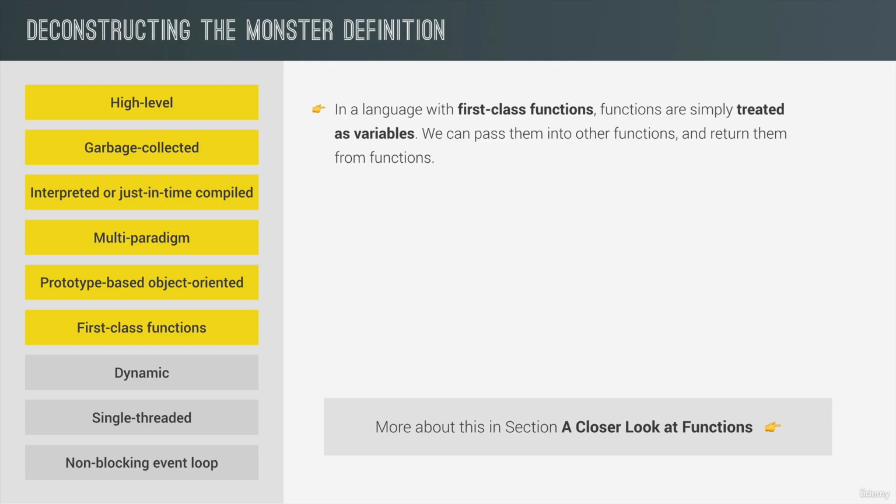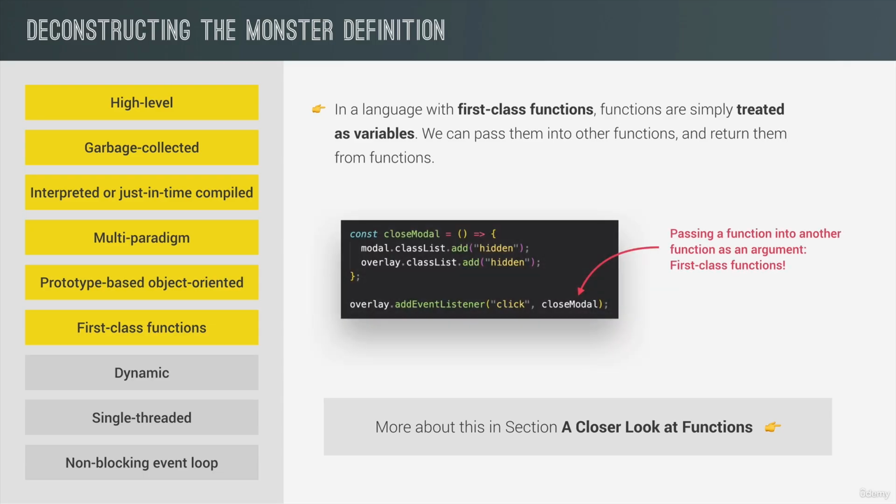And in fact, we have already used the power of first-class functions without knowing that they are called first-class functions. So remember this piece of code that we wrote for closing the modal window that we built before. So right here, we passed the close modal function into the add event listener function, as if it was just a regular variable, right? And actually, not all languages have first-class functions, but JavaScript has, and it is amazing. Believe me, it's really, really helpful.